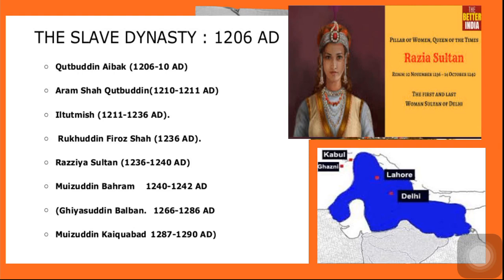Unfortunately, the intrigues at court made her position weak, and finally she married Altunia, the governor of Bathinda, and marched on Delhi to retake it. She was defeated and was killed along with Altunia by outlaws while fleeing from the battlefield.